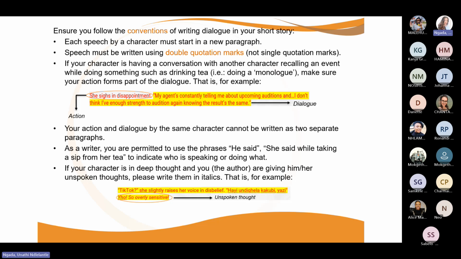Single quotation marks in the short story are only applicable when you are introducing a foreign term, a foreign concept that the reader might not know what it is.